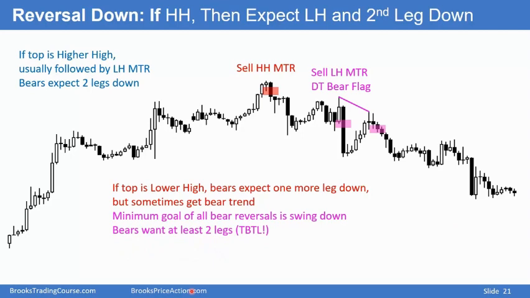Remember, the minimum goal of all bear reversals is a swing trade, and you're looking for at least 2 legs, 10 bars, 2 legs. TBTL, 10 bars, 2 legs. You want the reward to be at least twice your risk if you're looking for a swing trade. If you took the short below that bull bar, your initial risk is right above the high. This is 2 times your risk. That would be the minimum goal for taking partial profits.